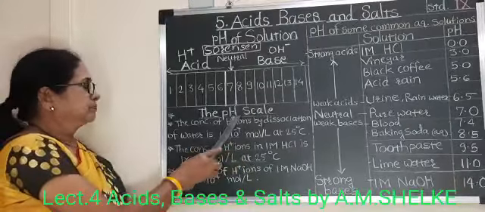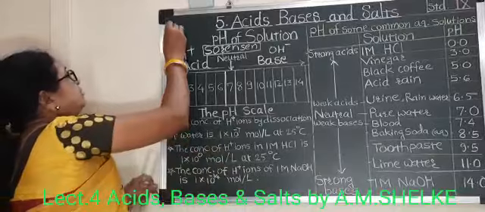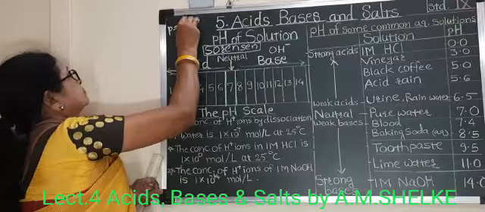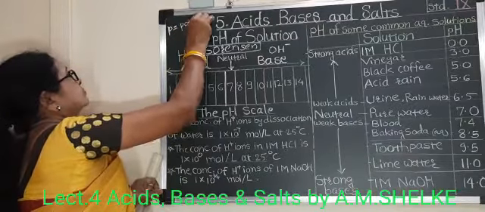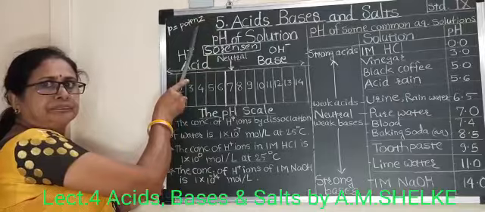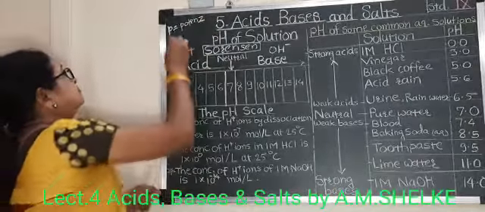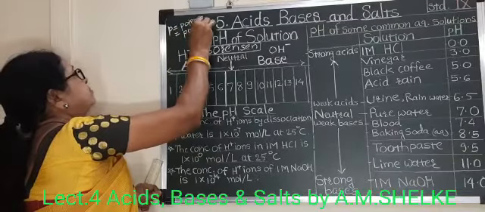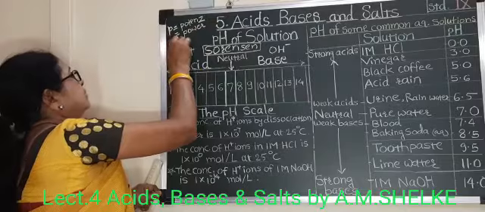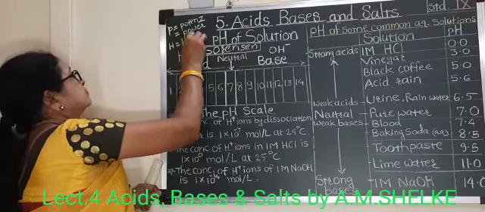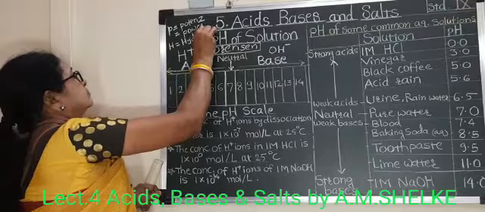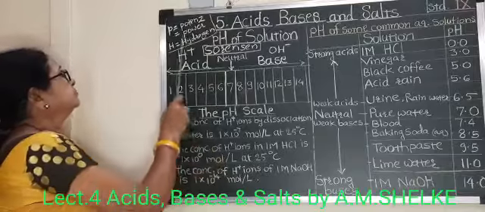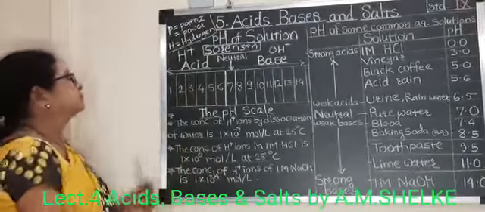In the term pH, P stands for potenz, a German word meaning power. In English, potence means power and H means hydrogen ion. pH stands for power of hydrogen ion.